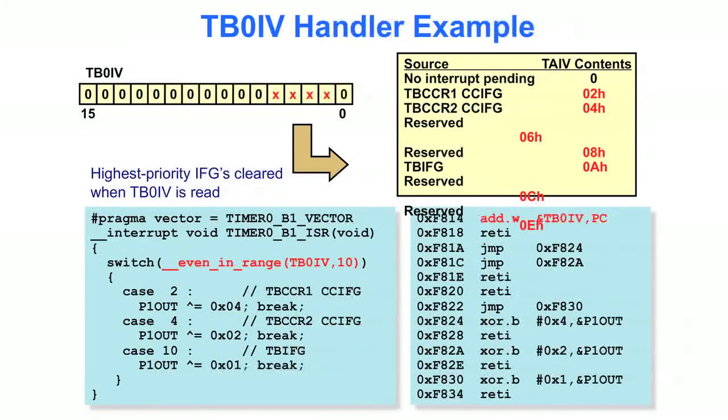The handler is pretty simple, whether you do it in assembly or whether you do it in C. Basically, you have to look at the values inside this timer B0 interrupt vector register right here. So if you take a look in there, the contents of that can be a 2, a 4, an A, and so on, depending on which one of the counter compare registers went off. In this case, here's case 2, where CCR1 went off, case 4 is CCR2, and case 10 is the timer B interrupt flag register there.